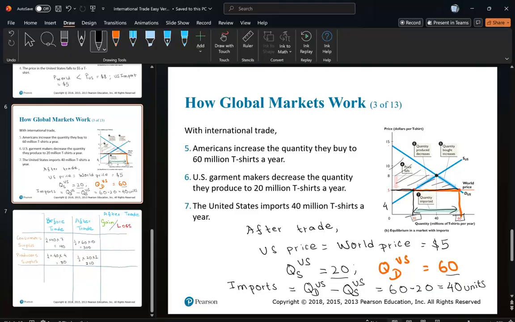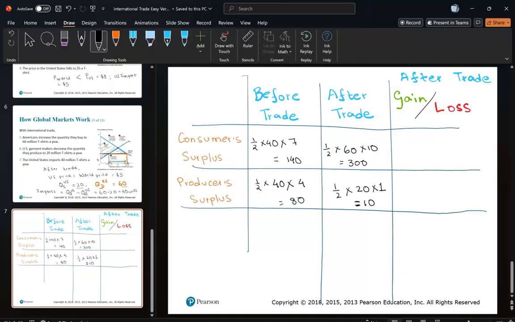And the producer surplus has contracted, and this is this part which is above the supply curve and below the equilibrium price of $5. So this is half times 20 times 5 minus 4, that's 1. So the new producer surplus is 10 units.